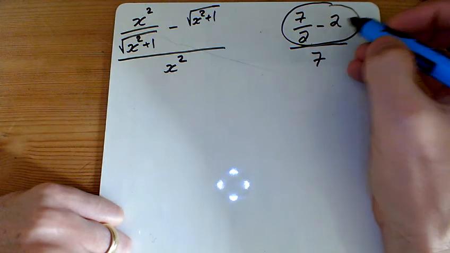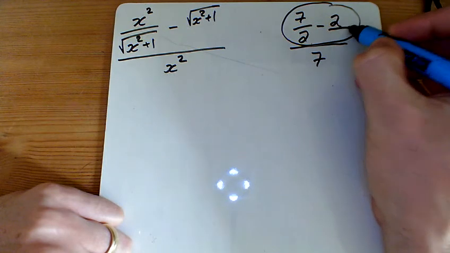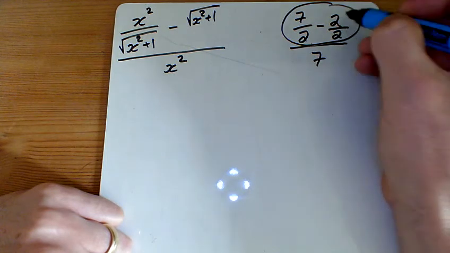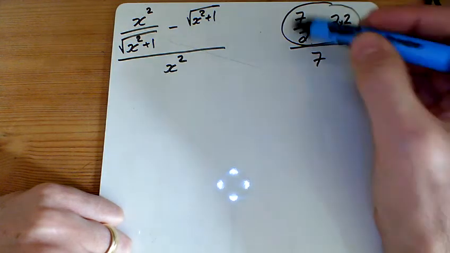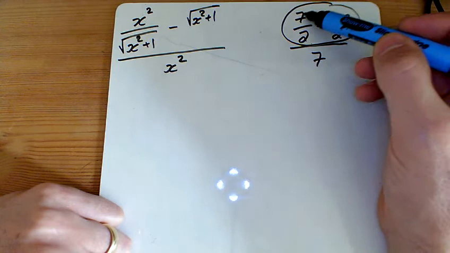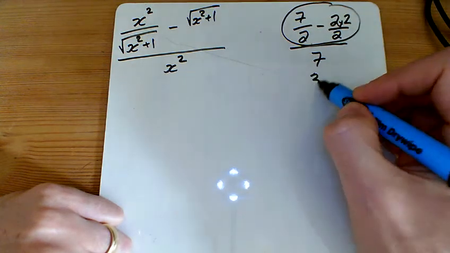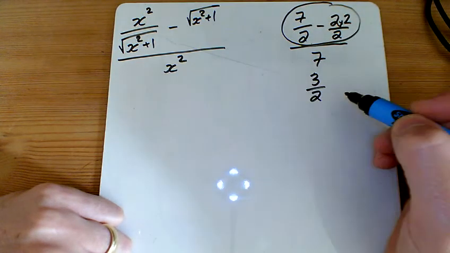The first thing I'd do is think about the top of this fraction, and I need a common denominator here. So I need to put this one over 2, which means I'd have to times the top of that one by 2 as well. And now we could work out the top of that fraction. I've got 7 take away 4, which is 3 over 2 for the top bit.